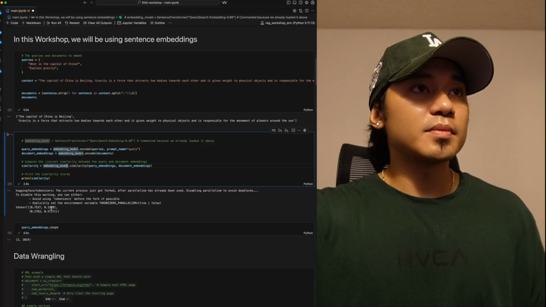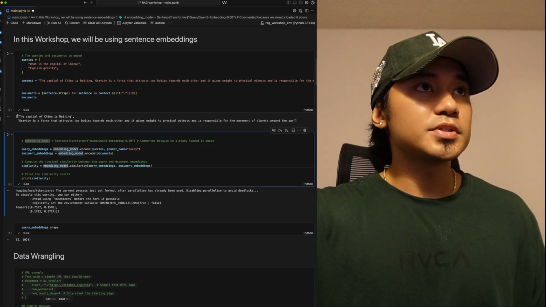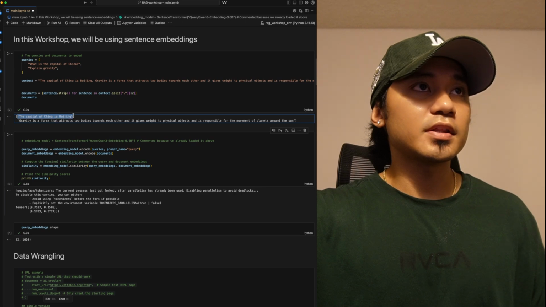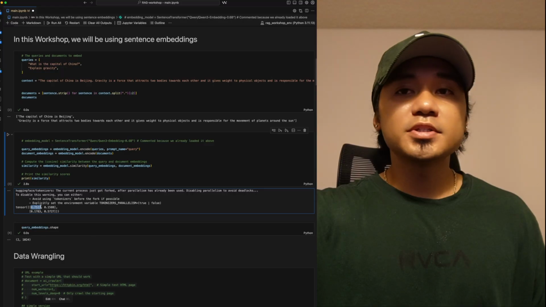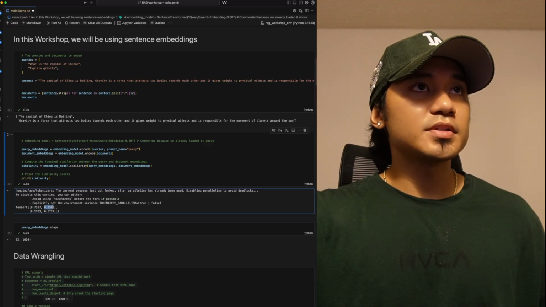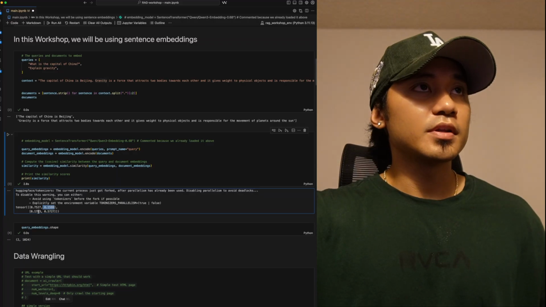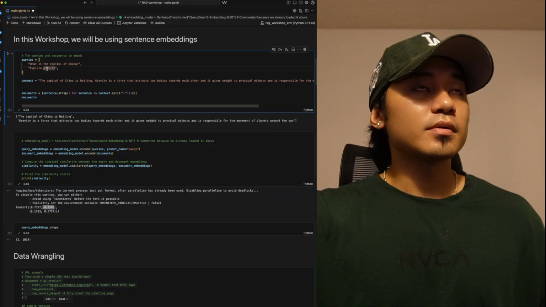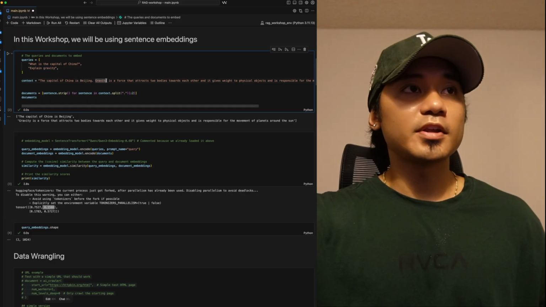So if you look at the example here, we have what is the capital of China. We can see how close it is to this first sentence in the context. So it has a larger number, which means that they're very similar to each other. Whereas the second sentence that talks about gravity has a low similarity score, and vice versa. The explain gravity sentence is closer to the second sentence that talks about gravity.